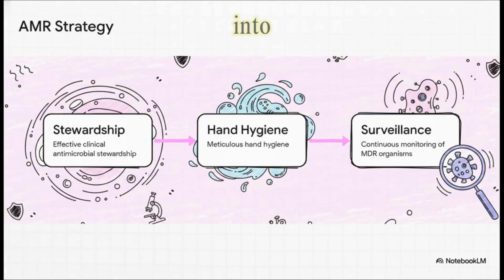This philosophy builds into a super clear, actionable, 3-step implementation strategy for hospitals. This is very testable, guys. Step 1 is implementing that effective clinical stewardship we just mentioned. Step 2 is remarkably simple but absolutely crucial. Meticulous hand hygiene in healthcare settings to physically stop the bugs from spreading. And step 3 is the continuous surveillance and monitoring of multi-drug resistant organisms so we know exactly what the enemy is doing in real time.